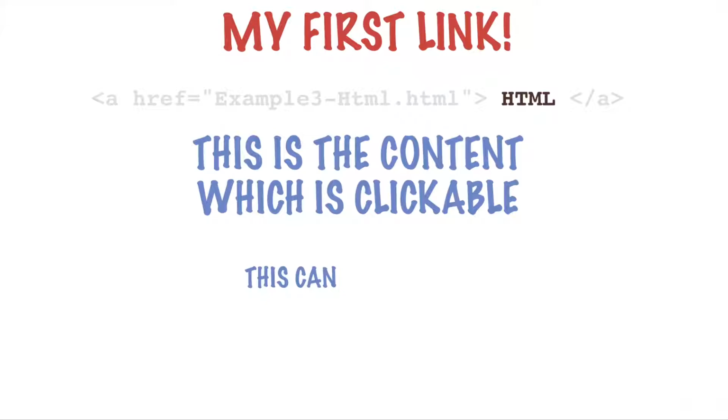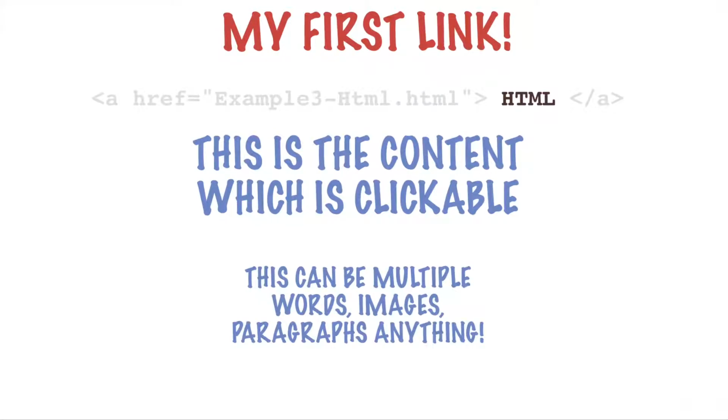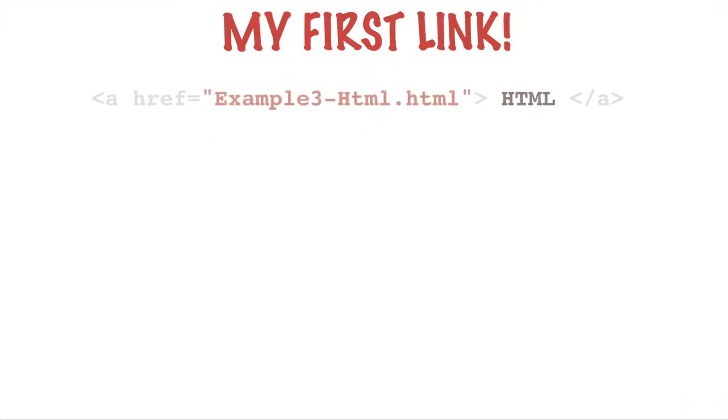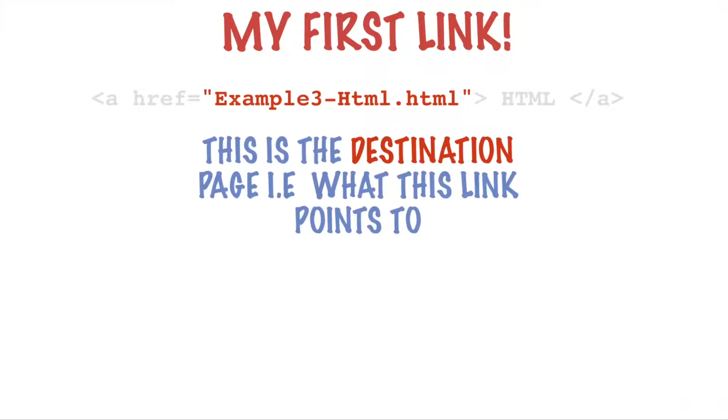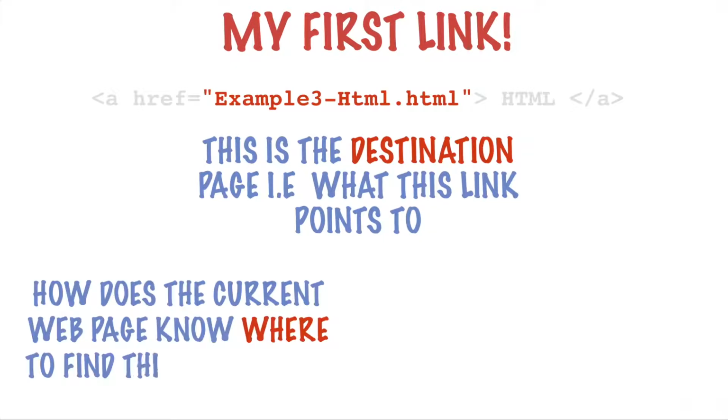So, the other bit that we need to specify is the destination. Remember that the clickable component could be anything. It need not be a single word. It could consist of paragraphs, just about any HTML content. In any case, next up is the destination, i.e. the page that this link points to.